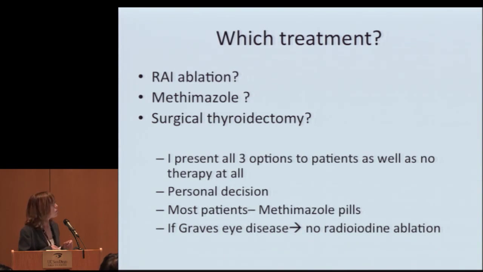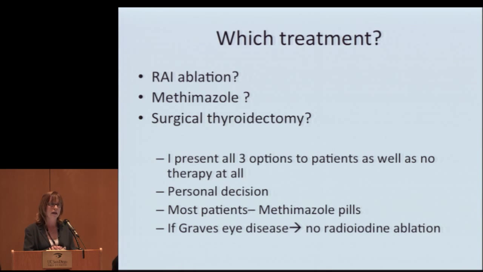All right, so which treatment do I choose for my patients? Radioiodine, methimazole, or surgery? I present all 3 options to the patients, and we decide together what's the most appropriate treatment. Where I did my residency, it was at a big referral center, and patients would fly in from the Middle East. Everybody got radioiodine ablation and got sent back home, sometimes on planes to various places. It's a very personal decision.